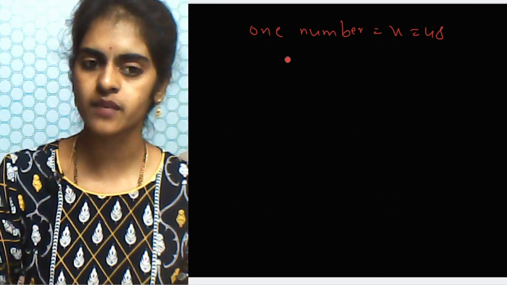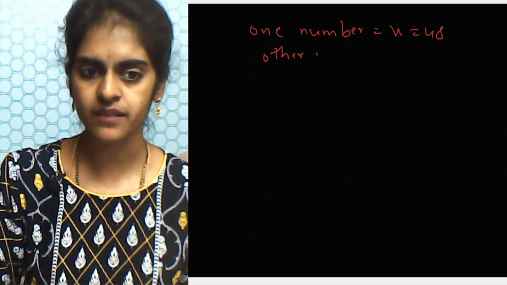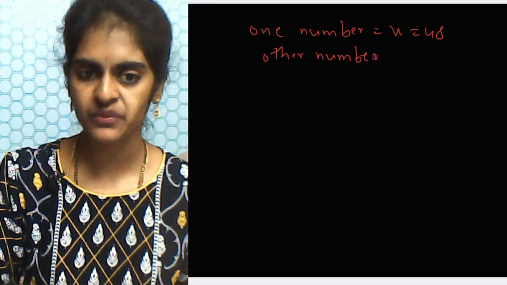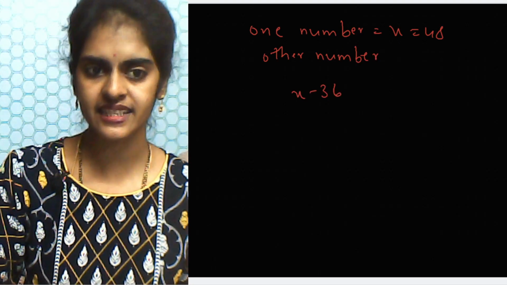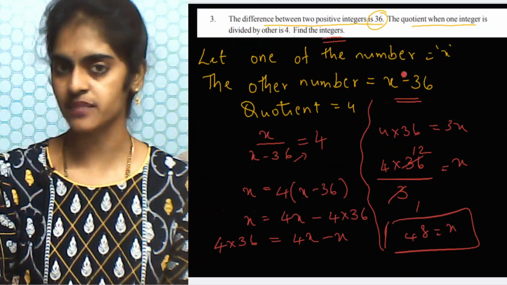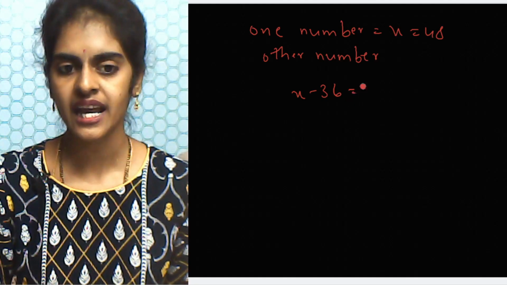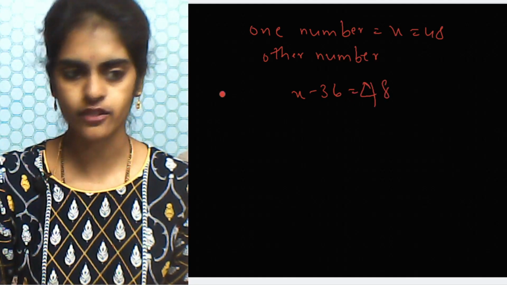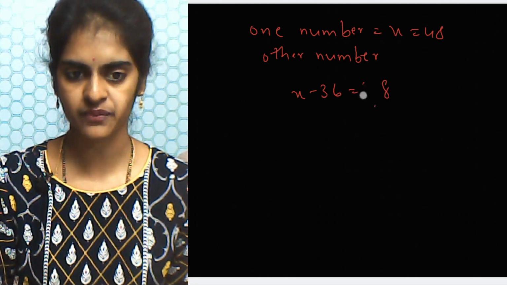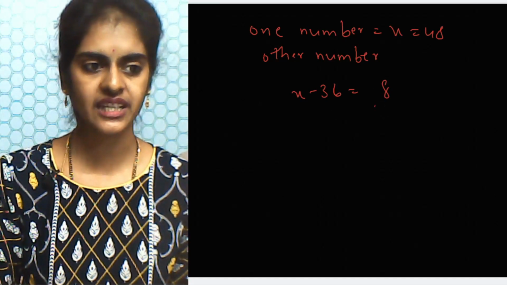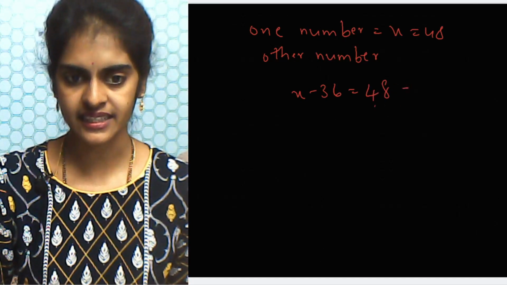So what about the other number? The other number you have taken as x minus 36. So it will be 48 minus 36, since x is 48.